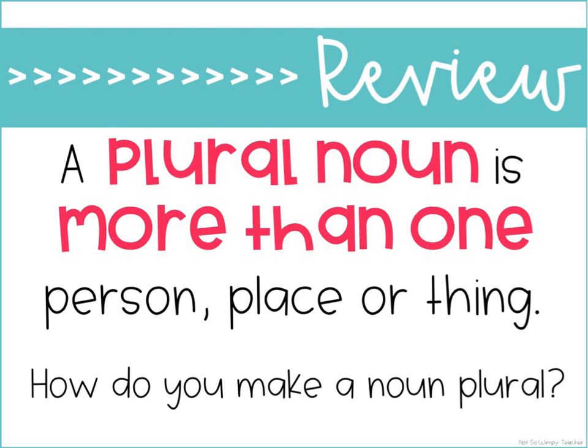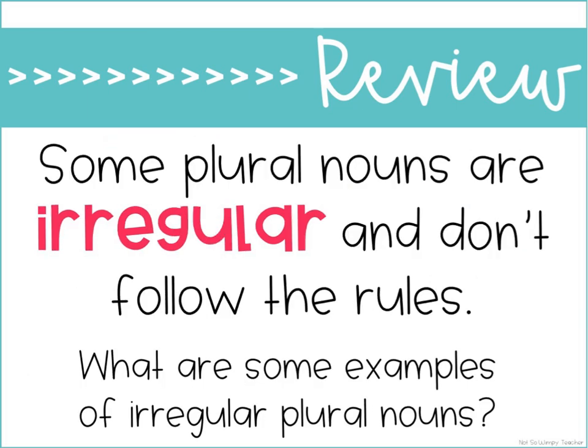All right, head back to your seat. Next up is a plural noun, which is more than one person, place, or thing. How do you make a noun plural? Take a guess. That's right. If you said add an S to a noun to make it plural, you're right. Remember, we've studied this before. Sometimes you add an S, sometimes you add ES, IES, different rules for different words.